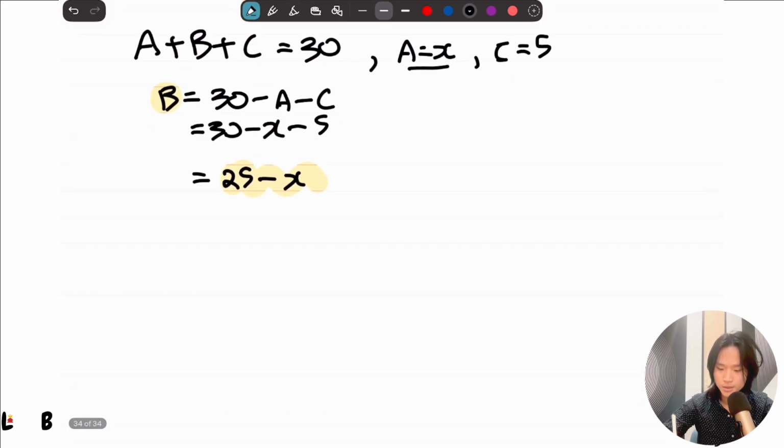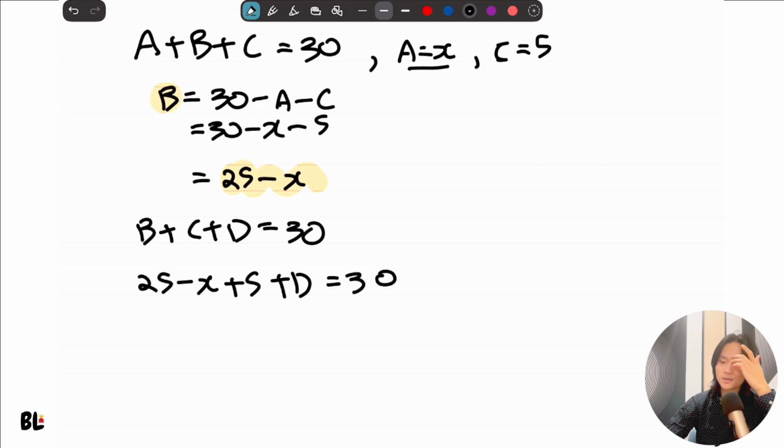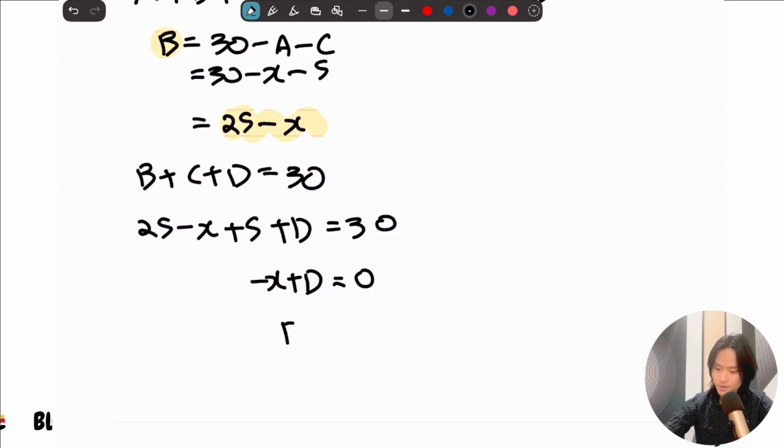So let's do it for B plus C plus D. That is 30. We know B to be 25 minus X, and we know C to be 5, plus D equals 30. You can see here we can cancel out the 30, so we are left with minus X plus D equals 0. Then we put X to the other side, so D is just X.